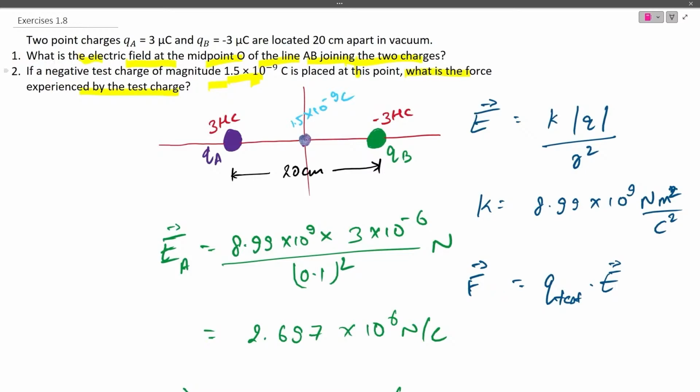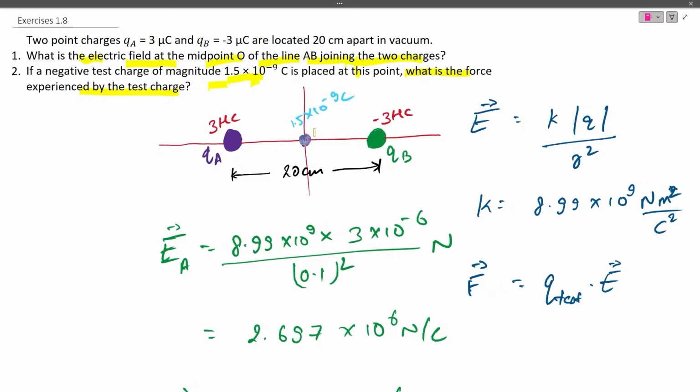So electric field is given by K times Q divided by R square, and the direction of electric field is from positive charge to the negative charge. So the direction of electric field would be from charge A to charge B. Now we know that K is the Coulomb's constant, that is 8.99 into 10 to the power 9 Newton meter square per Coulomb square. So after substituting these values, we will get the magnitude of electric field.